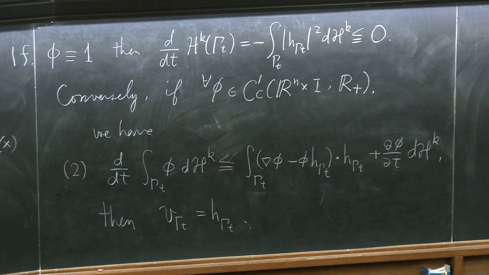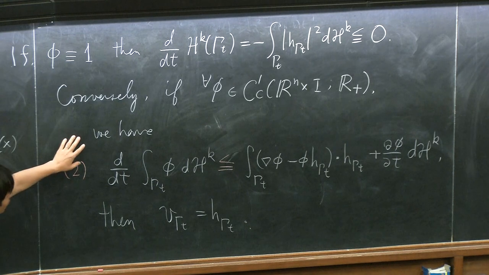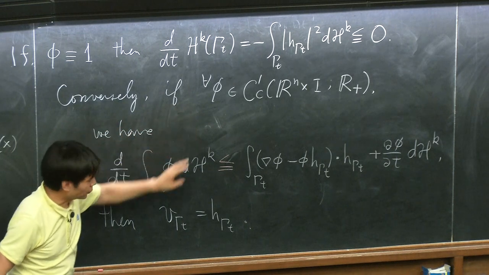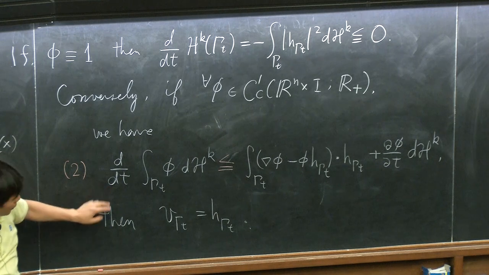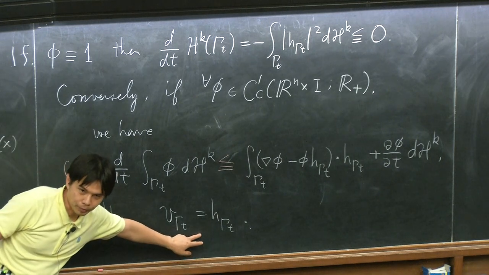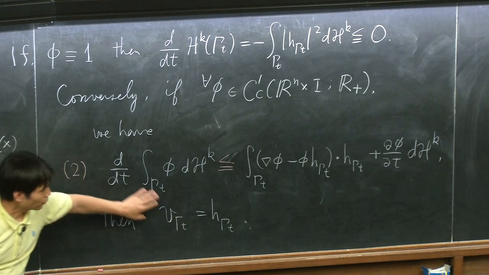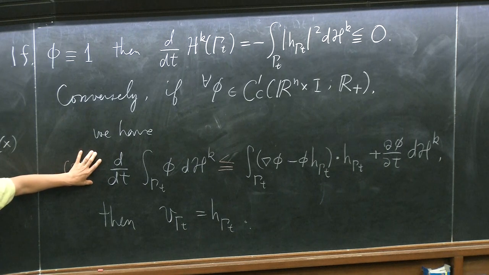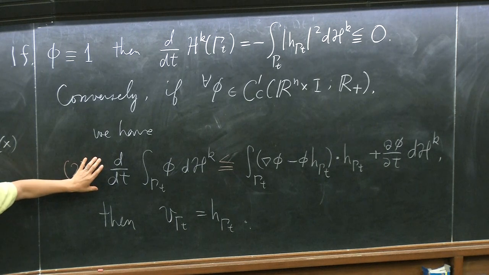I hope that this is clear. As I said, if it's a mean curvature flow, this is satisfied with equality. But conversely, what I'm claiming here is that if for any non-negative test function this inequality is true, then the velocity has to be equal to the mean curvature vector. So in some sense, this characterizes the mean curvature flow, at least for the smooth case.